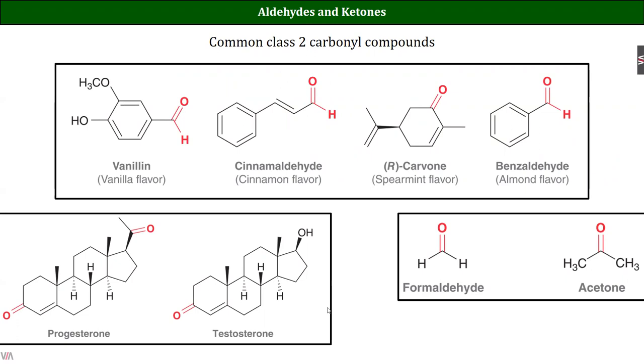Just because every time we introduce a new functional group, it's fun to talk about some of the common versions of that. And so here are some examples of class 2 carbonyls that show up in everyday life. Vanillin, cinnamaldehyde, and benzaldehyde are all aldehydes. Carvone is a ketone. So anything where the common name ends in "-one," you can be pretty sure that at least one form of it has a ketone.